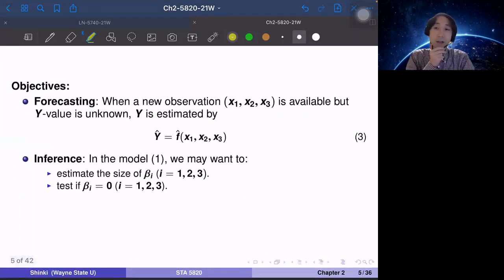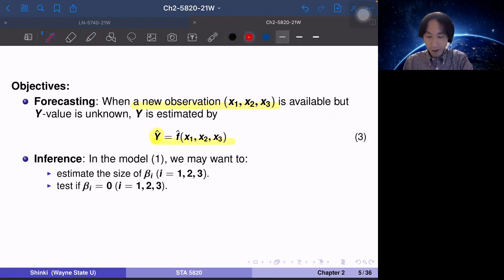So we have several objectives here. One is to predict, to forecast the y better, using x1, x2, x3. To be exact, when we have a new observation and we have the TV, radio, and newspaper advertisement amount, then we would like to forecast the y value for this new observation, maybe the 201st observation. So the estimate y hat is denoted as f hat of x1, x2, x3.